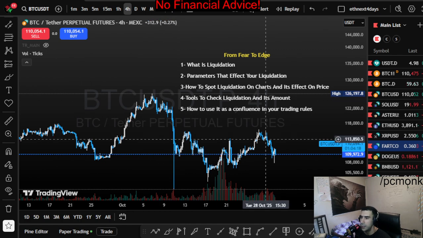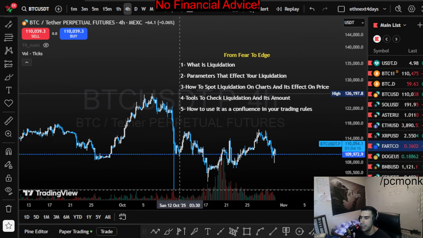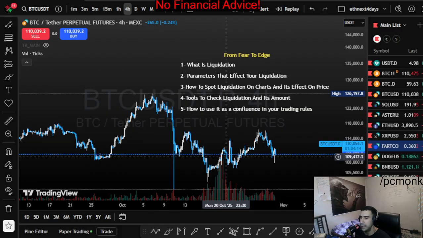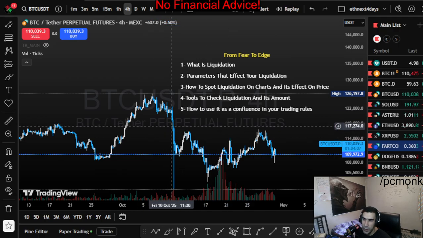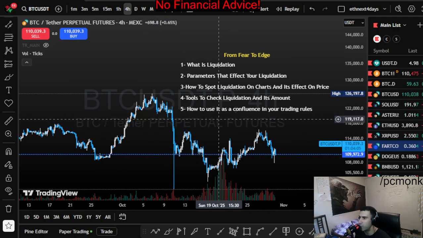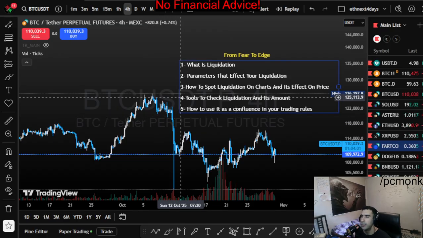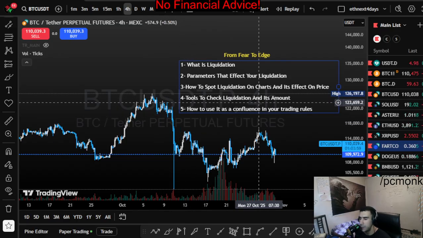So we have to be able to tell, for example, right now, where the liquidations are in this area that we're looking at, without any indicator, without anything. And then we talk about what happens to the price when we hit those liquidations. Then the fourth step is going to be the tools to check liquidation and its amounts.